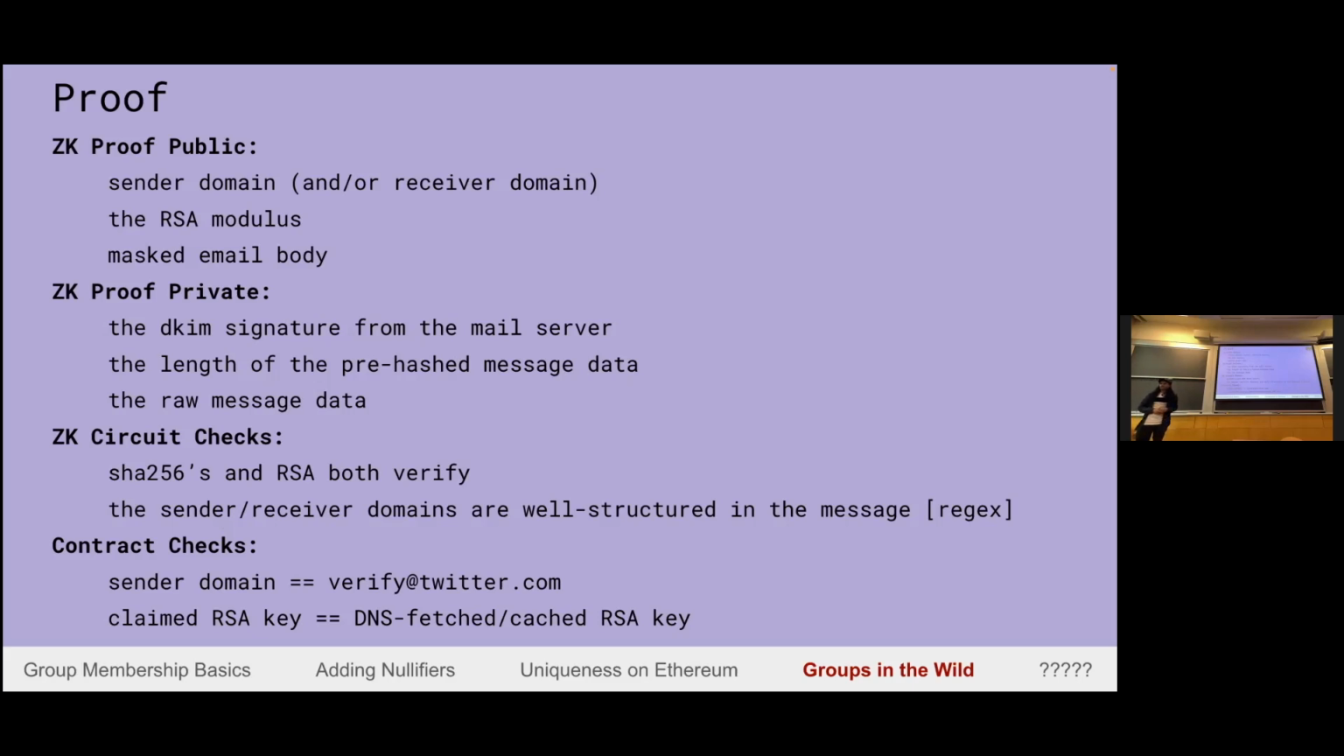I can say, if there's some database that maps Twitter usernames to the number of Twitter followers, I can do a ZK proof saying: I'm not going to reveal anything to you except that Twitter sent me an email proving that I own this Twitter username, and that Twitter username has at least 100,000 followers, but I'm not going to tell you anything else about it.